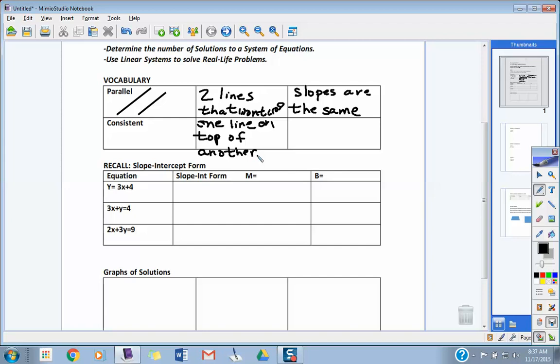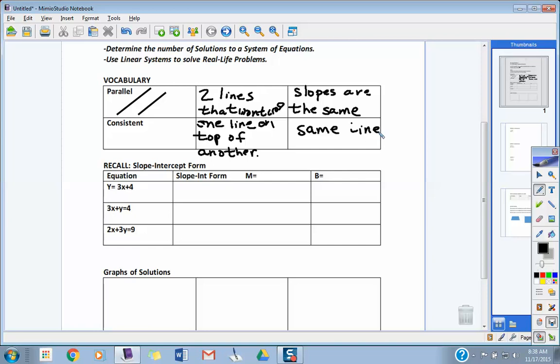Guys, if one line's on top of another, what's going to be true about their slopes? It's the same slope, but it's the same line. So basically what this means is it's just the same line. How many points are shared if I take one line and drop it on another line? All of them. So how many solutions do you think there are for consistent systems? Going to be many, all right?